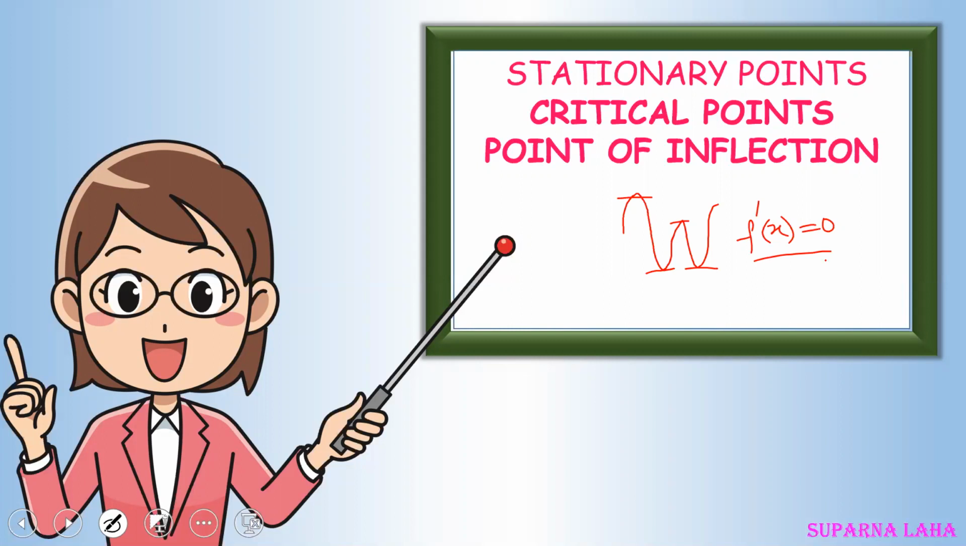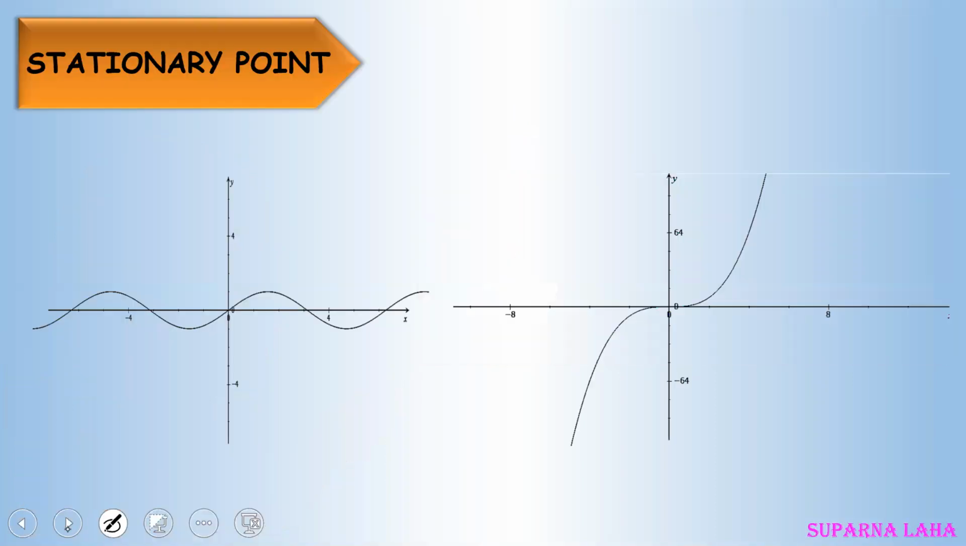Now, in the curve where f dash x is 0, for all x equal to c, can we find the maximum or minimum value? Maybe we can find the maximum or minimum value, maybe not. So in these cases, we can define these 3 points, that is stationary points, critical points, and point of inflection. So let us define the stationary point first. So what are stationary points?